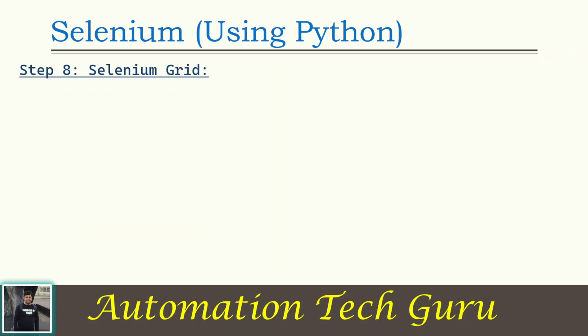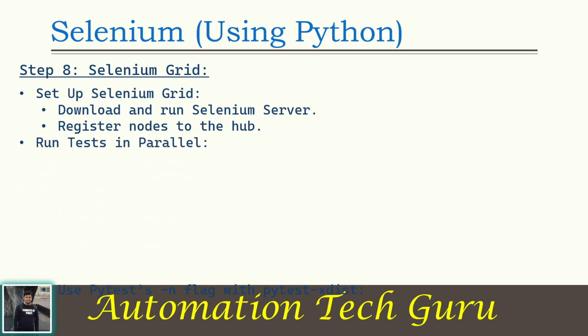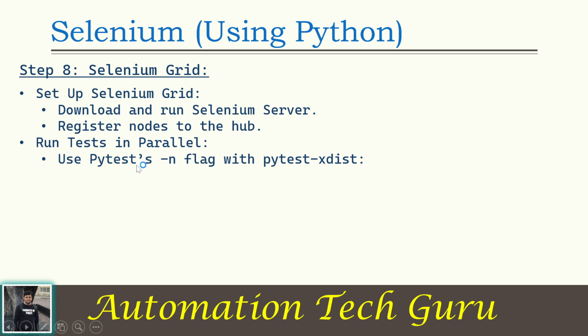Next is Selenium Grid. So set up the Selenium Grid. You need to download and run the Selenium server, then register nodes to the hub, and if you want to run the tests in parallel, you can use the pytest -n flag with pytest-xdist. This is the command you can use: pip install pytest-xdist, then pytest -n 4. So it will run 4 test cases in parallel.